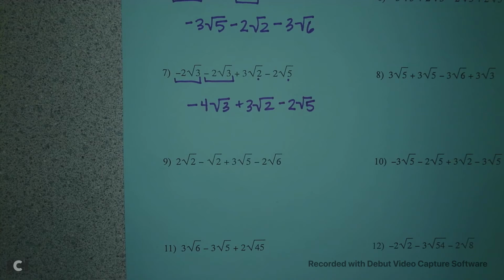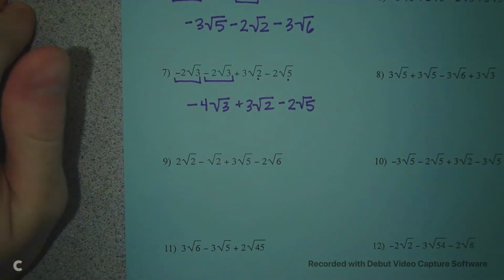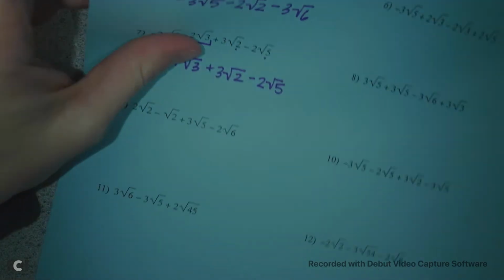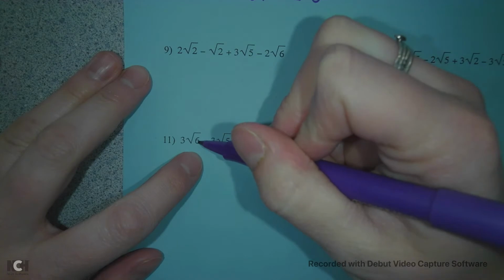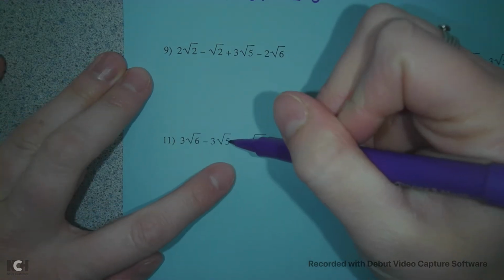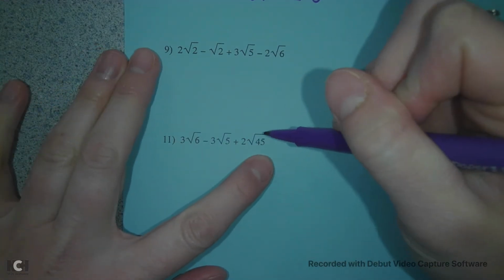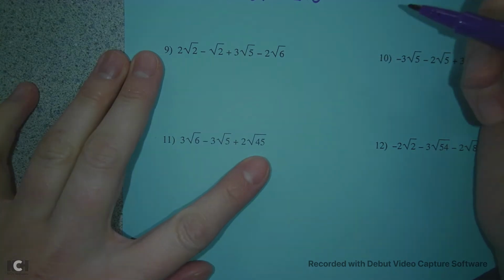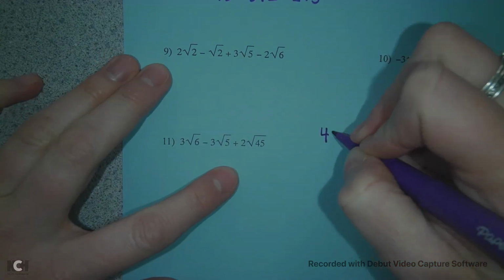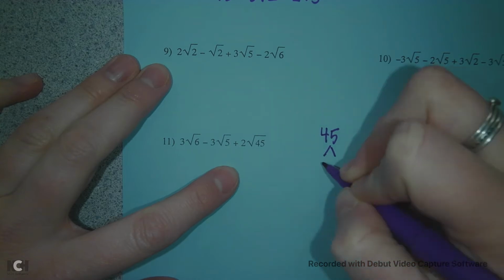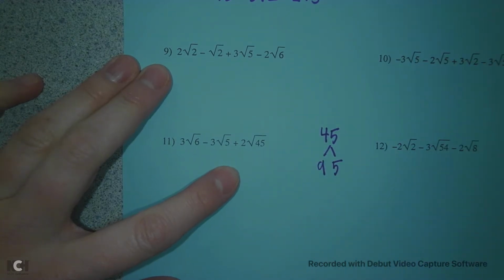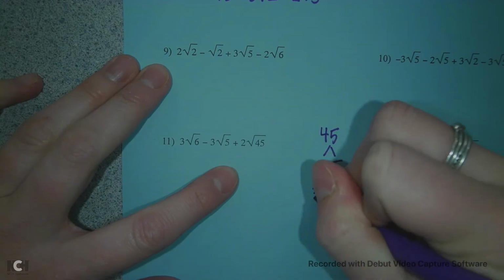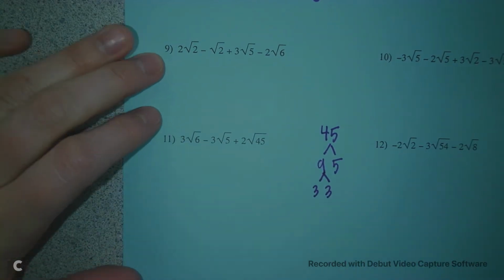Okay, so then problems like number 11, where you have the roots of 6 and the roots of 5. These guys can't come together, but then I have this giant guy over here, this root 45. He can probably be reduced, so let's make a factor tree and see. So 9 times 5 is 45, and 9 can be broken up into 3 and 3. So he can be reduced.